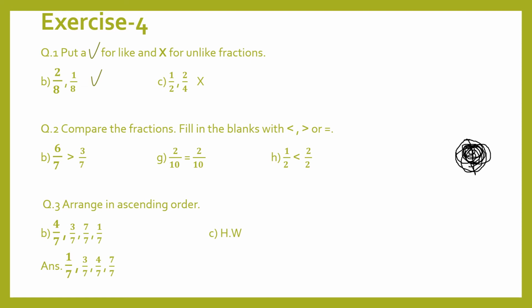Arrange in ascending order. Whenever you find the denominators are same, we will follow the same thing which we always do, smaller to bigger. So here one part is taken out of 7, which is smallest, then 3 out of 7, then 4 out of 7, and in the last 7 by 7, which means a whole part.